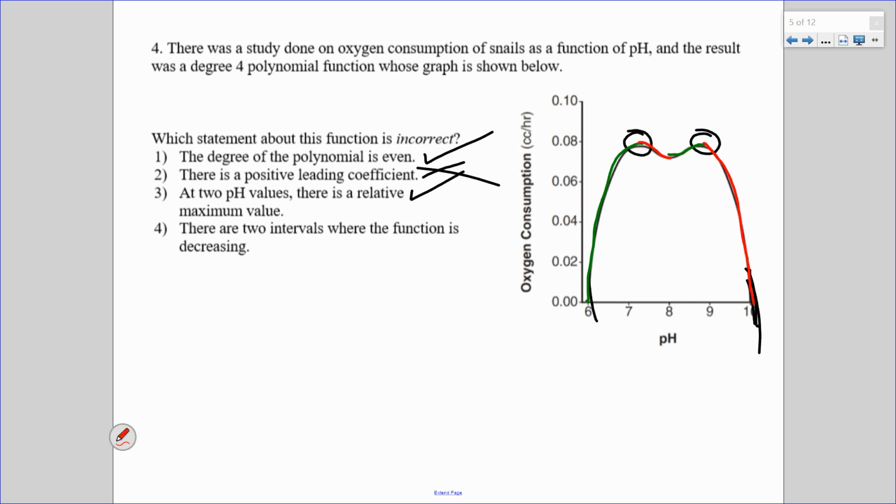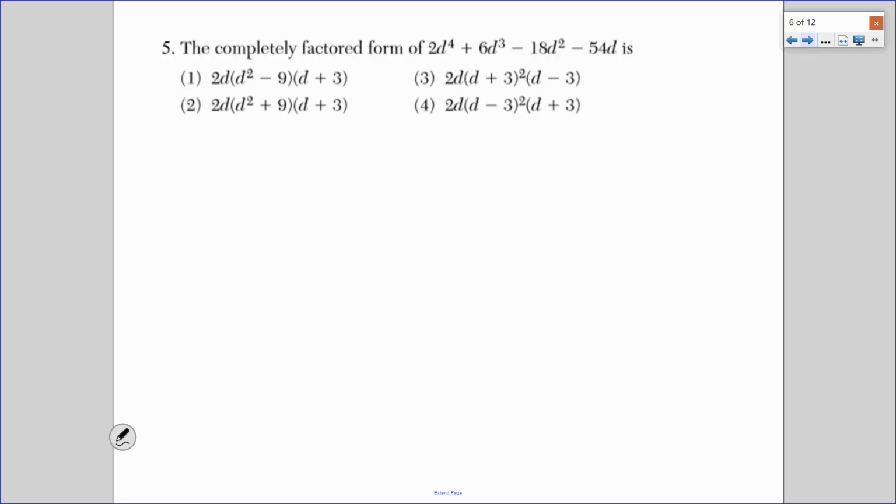So my green is where it's increasing, my red is where it's decreasing. How many intervals is it decreasing? There's 2 reds. So yes, that's true. Which one's not? Choice 2. We talked a lot about polynomial graphs. Make sure you know all the information from the completely factored form.